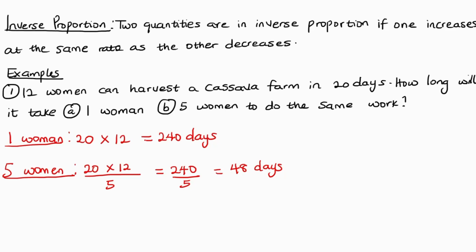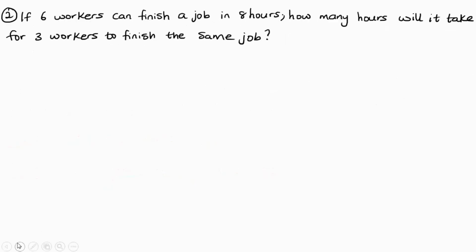Now we have another question under inverse proportion that says, if 6 workers can finish a job in 8 hours, how many hours will it take for 3 workers to finish the same job? So how do we actually solve this? The first thing we want to do is, for 6 workers, it is 6 times 8, which is the amount of hours, which is 48. So for 6 workers, it is 48.